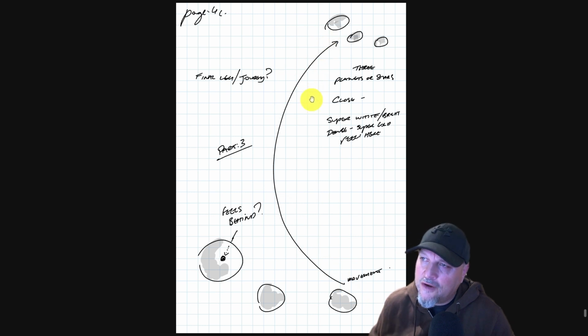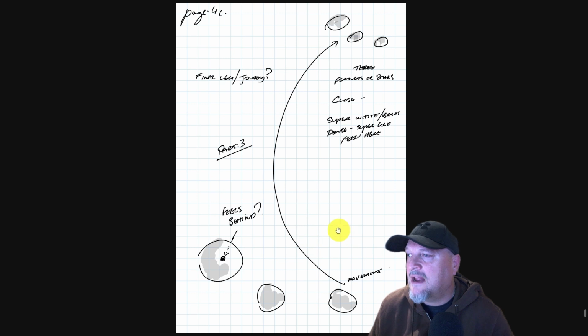And I feel like the final destination for this was 3 planets or stars. The planets or stars are very close by. They're super white and bright and dense. Super cold feeling to this. And it feels like there was almost something about they were behind these 3 planets or something. But that's the final destination with these 3 close planets or stars.